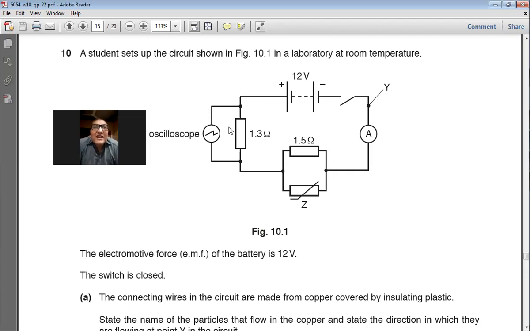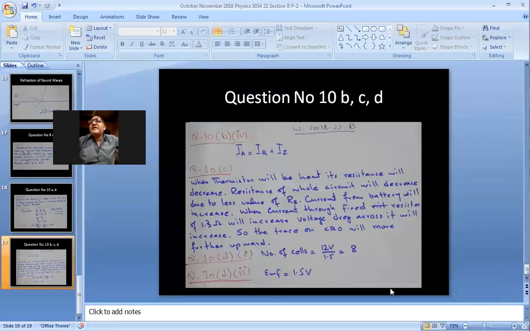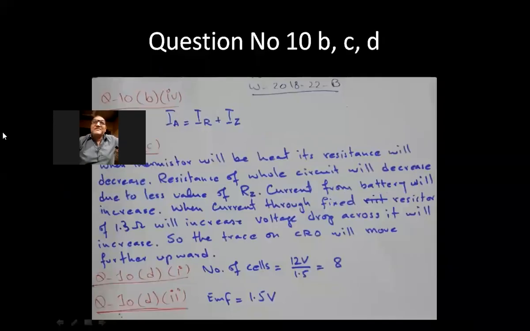V equals IR. Resistance is still 1.3 ohm, but the current has now increased, so the voltage drop will also increase. So the oscilloscope trace will move further up because the voltage drop across the 1.3 ohm resistor will increase. Let me show you my written answer. Maybe you understand.